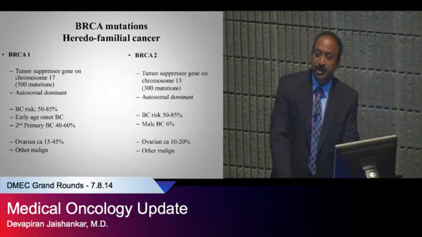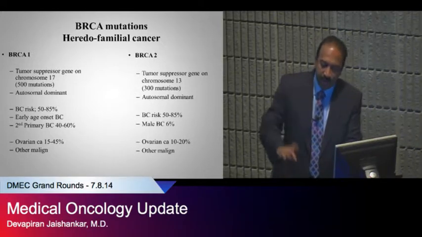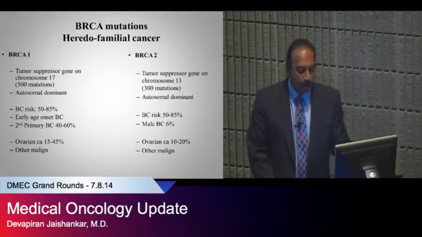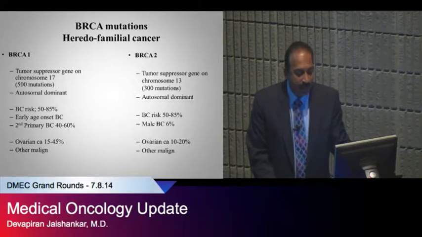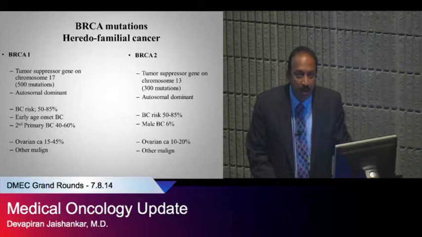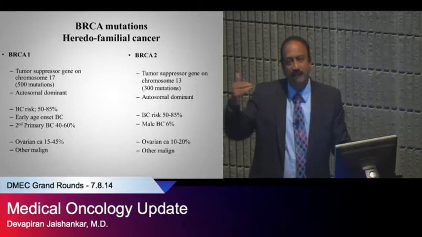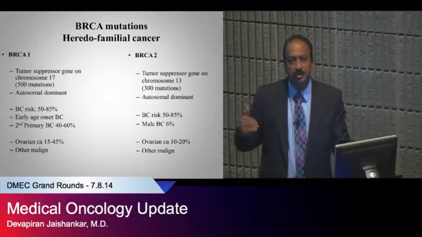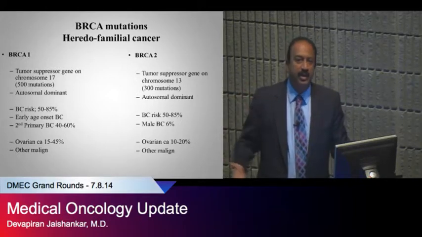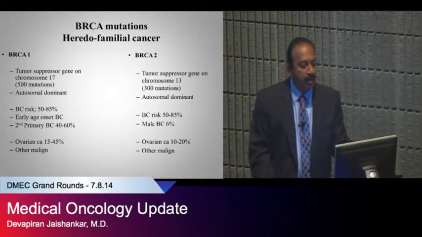BRCA2 is a tumor suppressor gene on chromosome 13. 300 odd mutations have been reported. It's autosomal dominant and its penetrance also. Breast cancer risk is 50 to 85%. Male breast cancer is a problem here. Ovarian cancer risk is 10 to 20%. And other malignancies are well reported with BRCA2 mutations. Prostate cancer, gastric cancer, pancreatic cancer, bladder cancer.